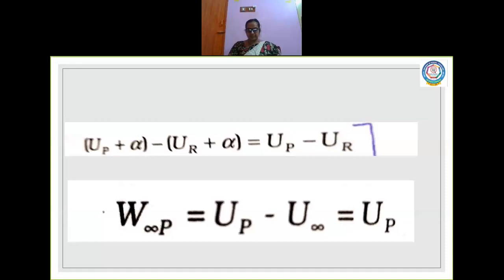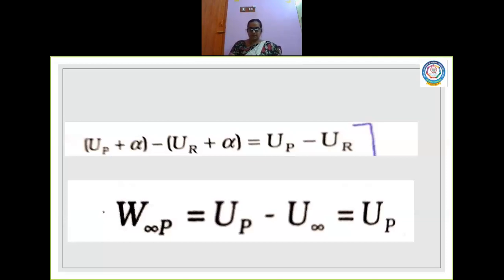When it is at infinity, this term will become 0. Potential at infinity, in the sense when the charge is at a very far distance, is considered to be 0. So what is the potential energy at infinity? This becomes 0. So what will be the value of work done? Work done will be simply Up. When you consider the potential energy of a test charge in terms of work done, this work is proportional to Q. Is it clear?